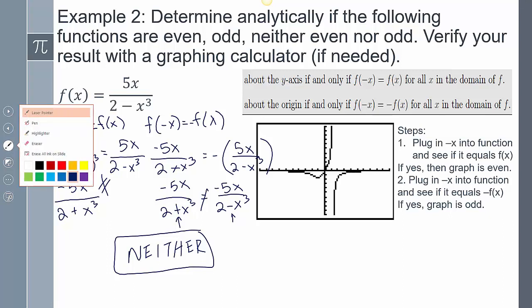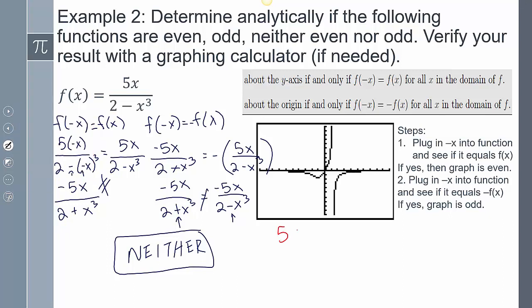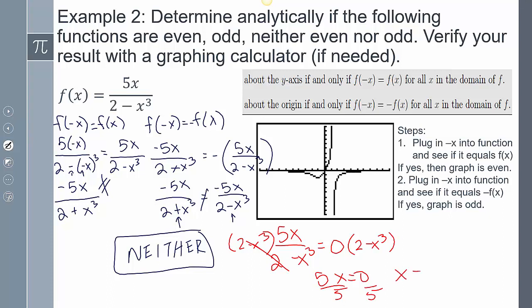Now let's test for zeros. So 5x over 2 minus x cubed, set that equal to 0. Multiply both sides by the 2 minus x cubed. And so 5x equals 0, divide both sides by 5, x equals 0. And so there are my zeros.